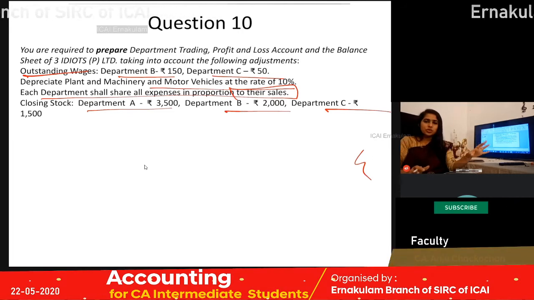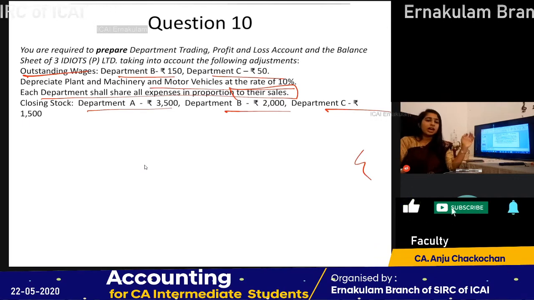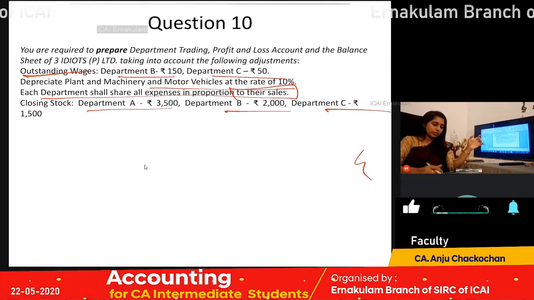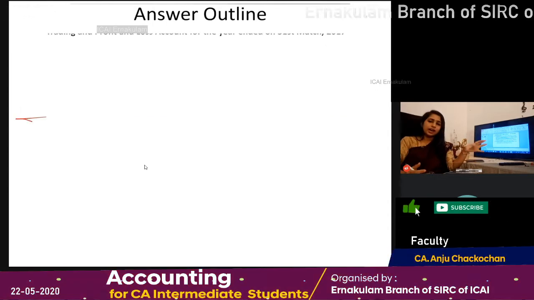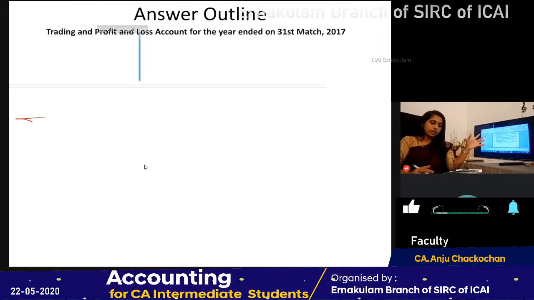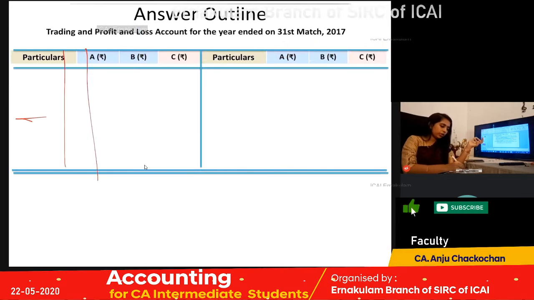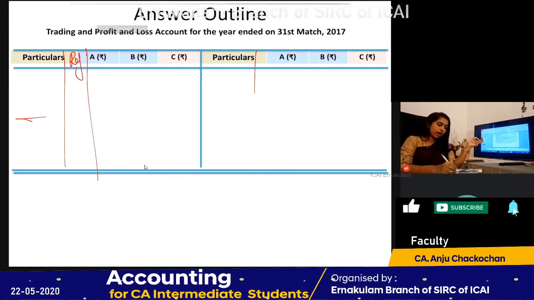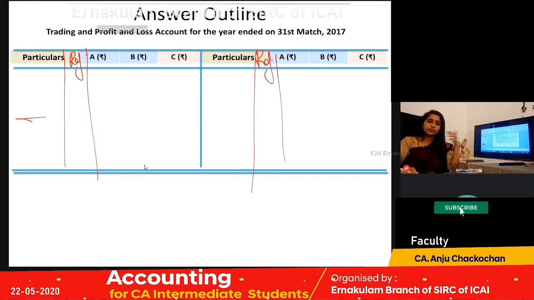Very simple to crack. You will be seeing such a big table. Not to worry about that. It is way too simple. All right, so listen, how do we compute it? Firstly, we have the answer outline for it. Particulars and the three columns. Please also provide a reference column, so as to note the answer in the working note reference.